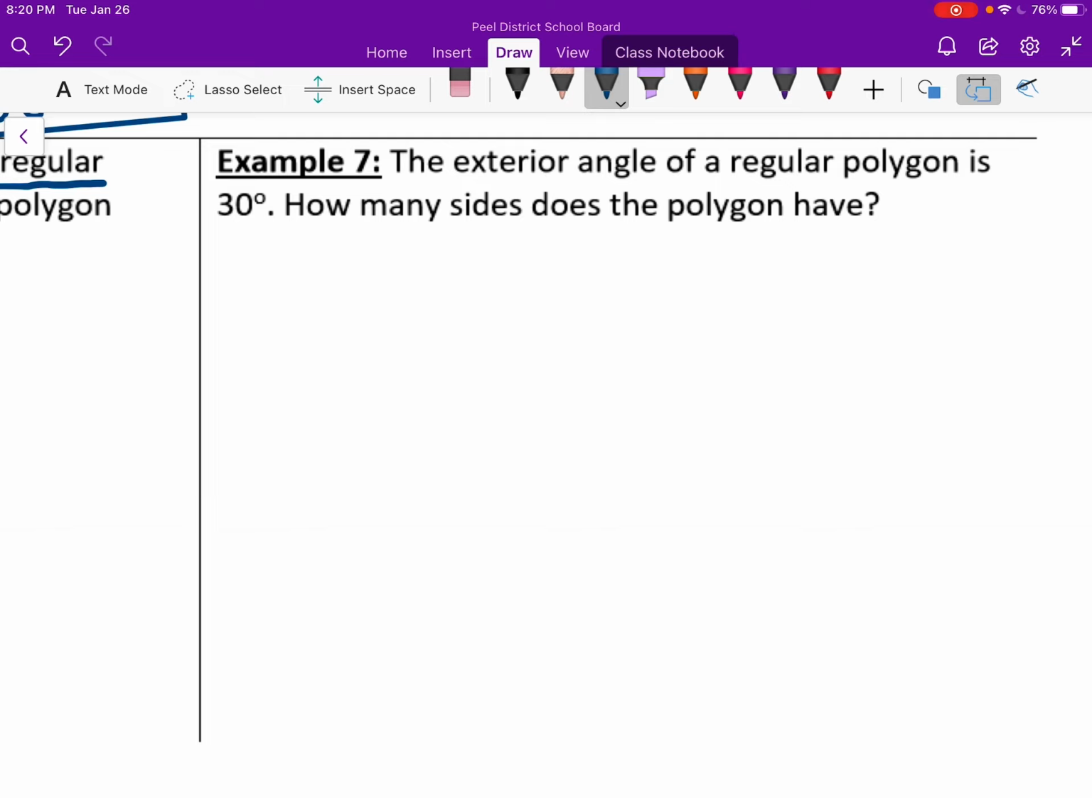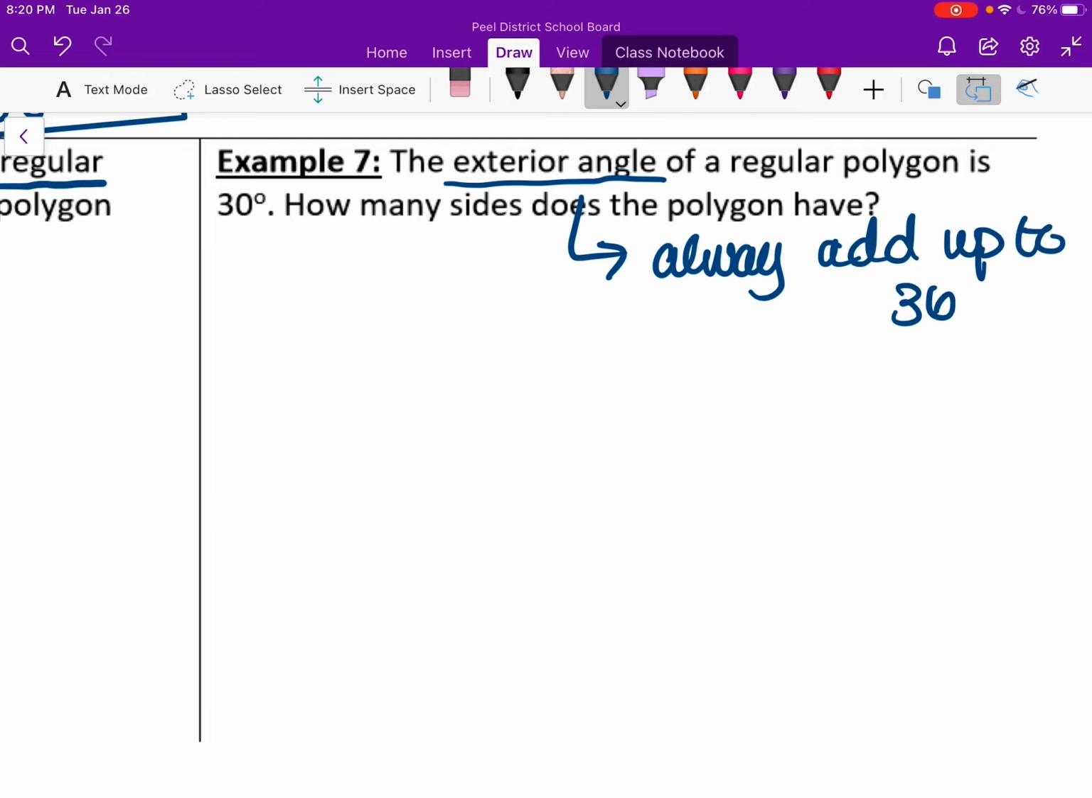Okay. All right. The exterior angles of a regular polygon is equal to 30 degrees. How many sides does the polygon have? Right? So if I remember correctly, exterior angles always add up to 360 degrees. So I know that the sum is going to equal 360 degrees. In a regular polygon, all of them are going to be the same one.